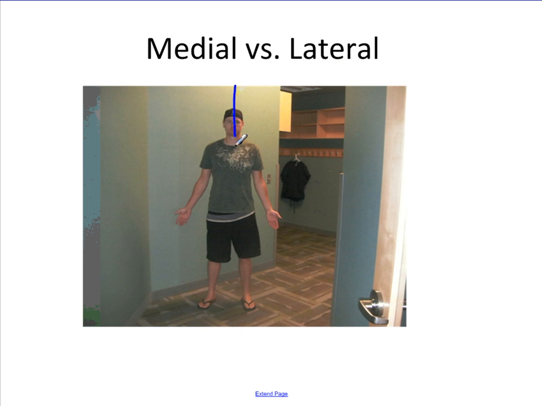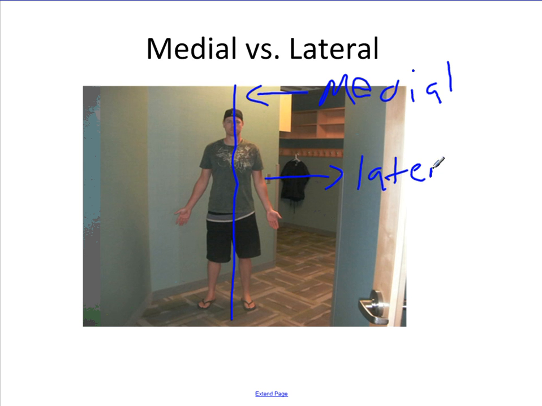Medial and lateral. Okay, again, this is where that midline, and apologize for the marker hiccup again, really is going to come in handy here. Medial means towards the middle. Lateral means towards the sides or away, or you can think of away from the body almost, as long as it's out to the side.